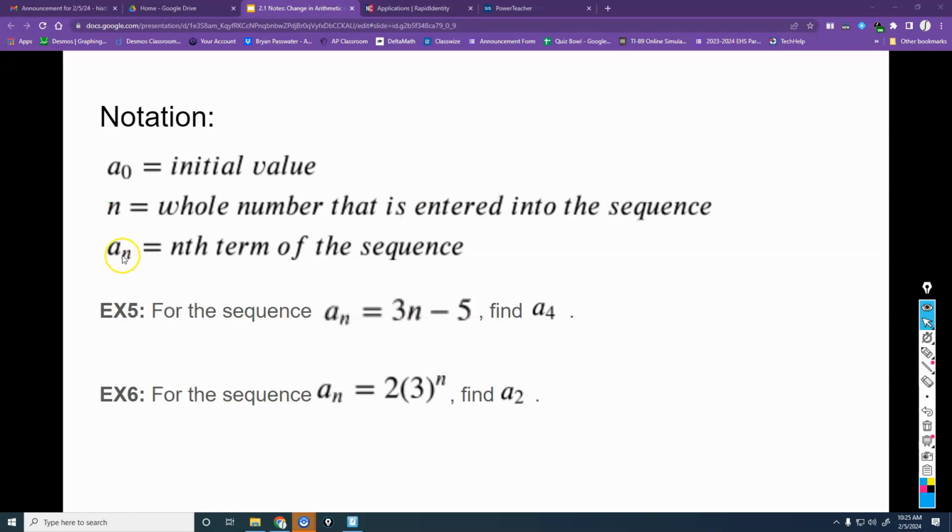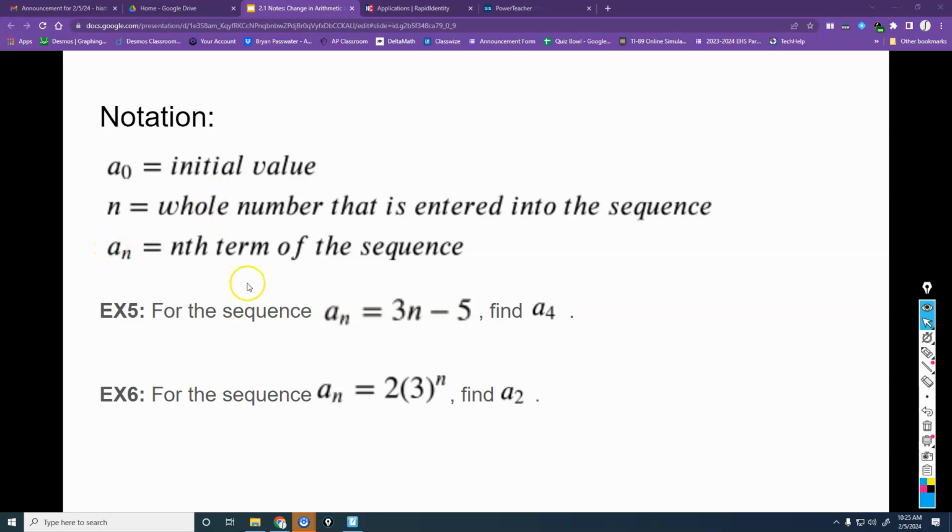But A with a subscript of N means that is the nth term. So if you have A sub 0, it is the 0 term. We'll call that the initial value. N is the whole number that is entered into the sequence. So if you're plugging in 7, that's your N for that.